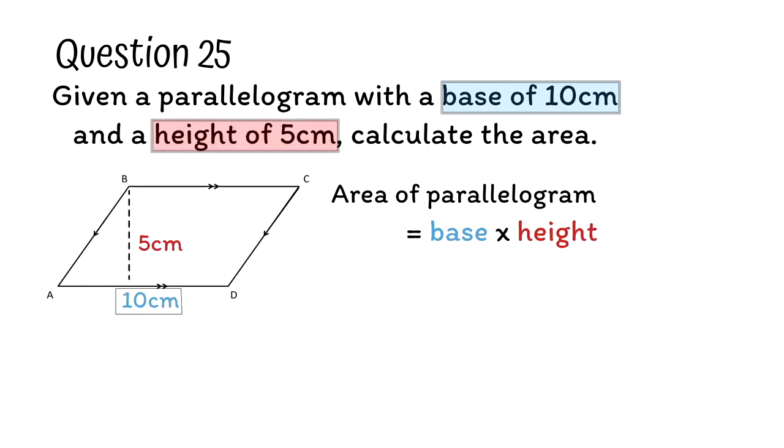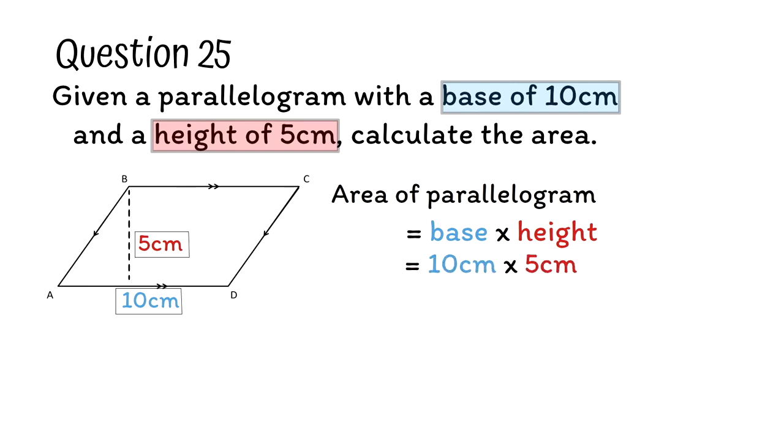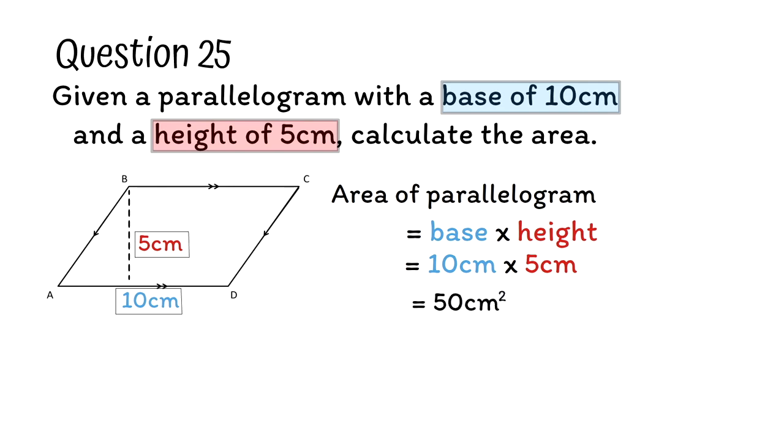Our base is 10 centimeters and the height is 5 centimeters. Replace the values for the base and the height, which is 10 centimeters times 5 centimeters. Multiply 10 centimeters by 5 centimeters, and that will be 50 centimeters squared. Therefore, the area of the parallelogram with base of 10 and height 5 is 50 centimeters squared.